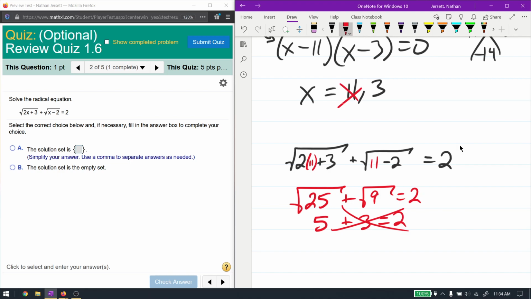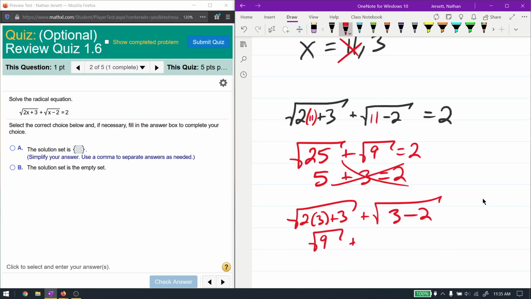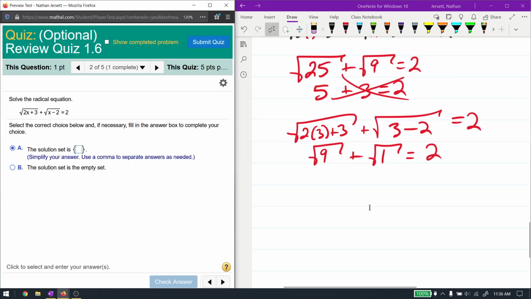Now let's try 3. So I got 2 times 3 plus 3, and then 3 minus 2. 2 times 3 is 6, plus 3 is 9. This is equal to 2. 3 minus 2 is 1. I must have done something wrong here. Let me check real quick. No, I didn't do anything wrong.